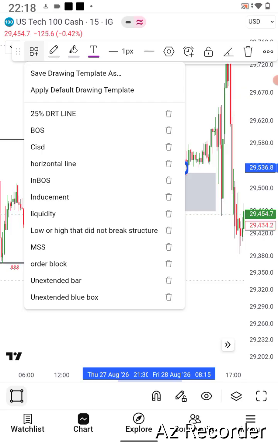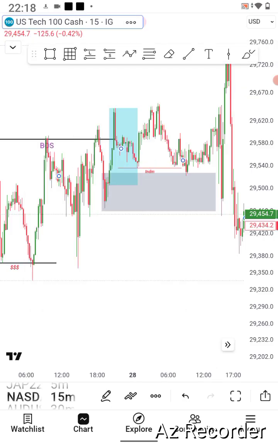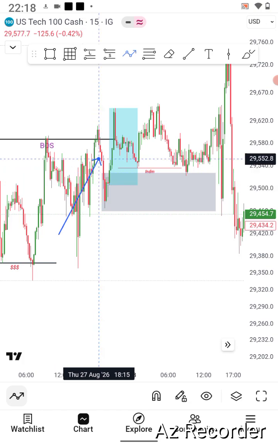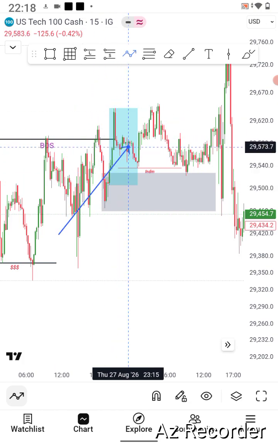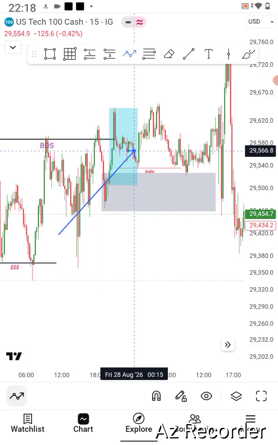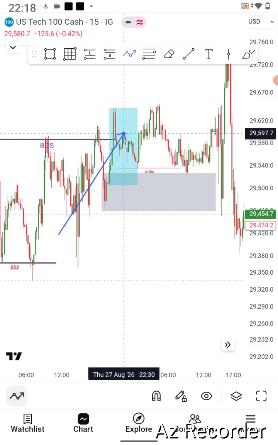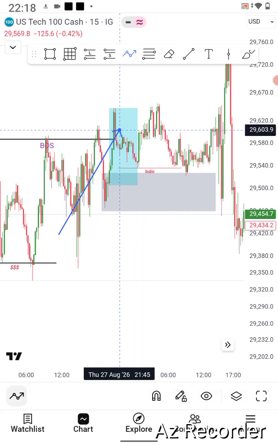So we have our inducement, and then we have inducement break of structure. In almost all my videos I explain what inducement is. What is inducement? Inducement is while price is returning to the other block, it gives a fake market structure shift, turns to the upside before getting to the other block and break structure.